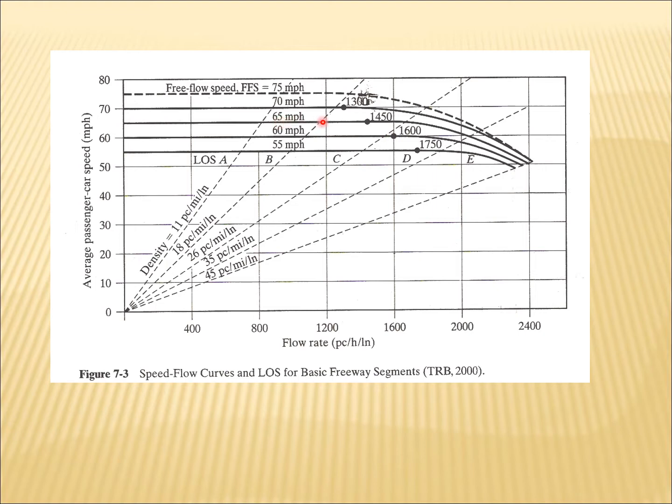65 miles per hour can be maintained up to a flow rate of 1450, and 70 miles per hour can be maintained up to 1300. So if we consider these speeds from 55 to 70 miles per hour that we generally consider for urban roads, you can see that up to a flow rate of 1300 passenger cars per hour per lane, you are able to maintain the specific speeds.